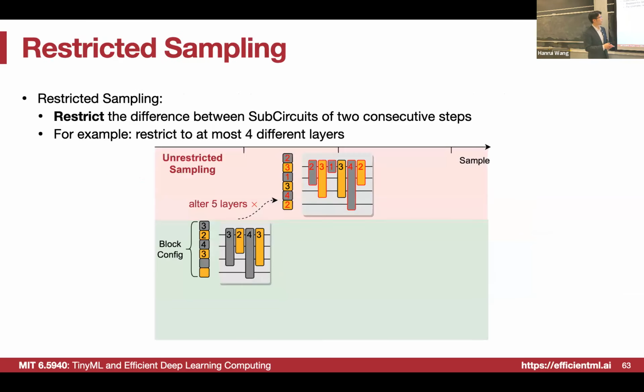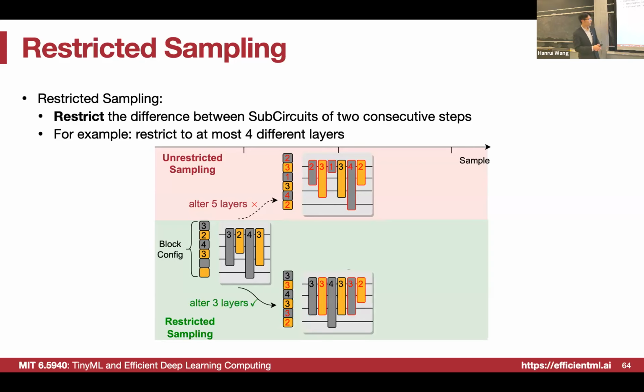to make sure the sampling process is smooth enough. Another thing is we restrict the difference between 2 consecutive steps. Maybe in the first step we sample 3 gates in the first layer, 2 gates in the second layer, and 4, 3. Then if we do another step of sampling, say this one, and there are 5 different layers, we may reject that because there are too many layers different from the previous step, and that may make the training very unstable.